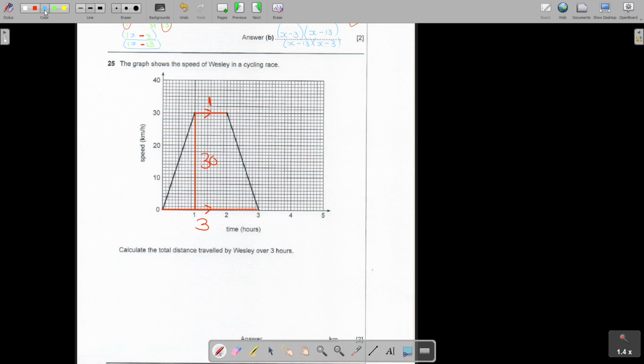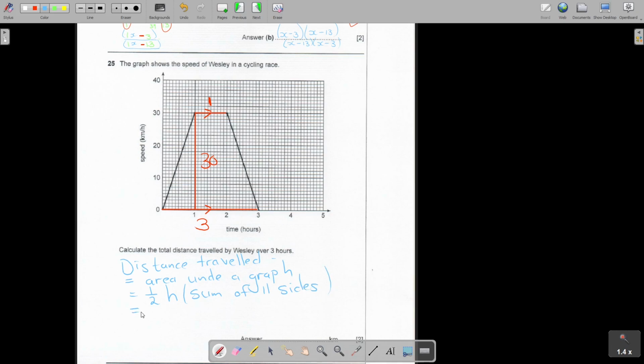So the distance traveled is the area under the graph. And that is going to be half height, sum of parallel sides at first, and then the other one I will just do orally.